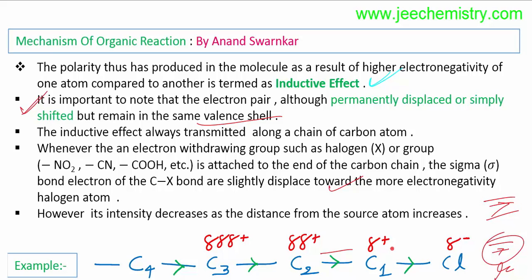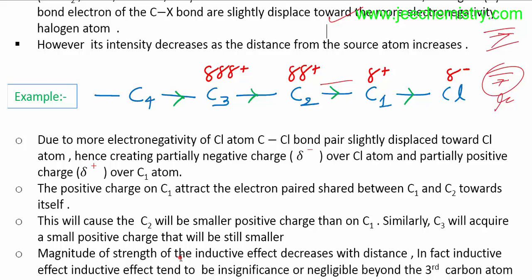The inductive effect is a distance-dependent effect, meaning its effect becomes negligible beyond 4 carbon atoms. Here are the 4 carbon atoms: 1, 2, 3, 4. Chlorine will attract the electrons of C1, C2 and C3, but it will attract the electrons of C1 the most, then C2 but less than C1, then C3 but less than C2. It is in decreasing order.